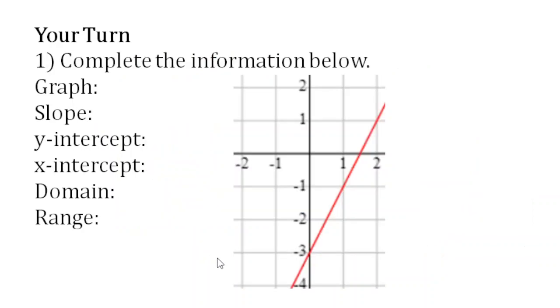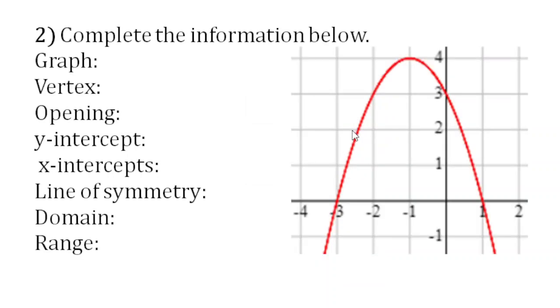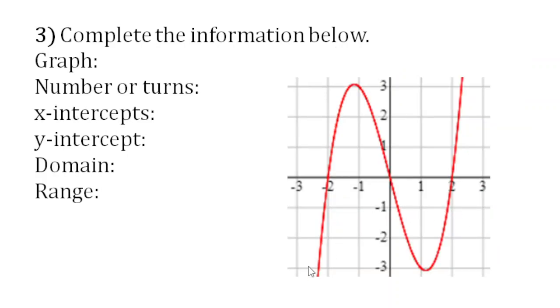Now, I prepared here 3 items for you to complete. So the first one here is a straight line. The second one here is this one, a U-shaped graph. And the third one here is a continuous curve. So you can pause the video and try giving the information. If you're ready, I can now show you the answer.